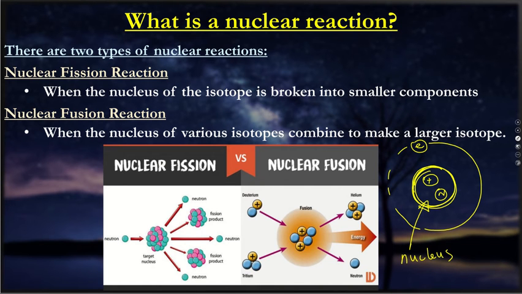And if we're talking about nuclear fission, we're talking about the nucleus of the isotope breaking itself apart into smaller products. If it's fusion, the nuclei are adding themselves together.